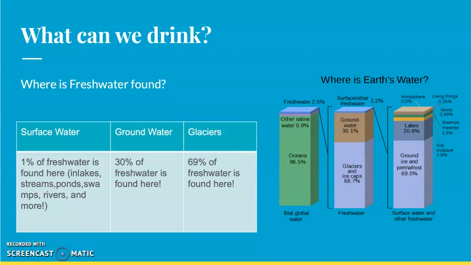Fresh water is found in surface water, which is water that's on the surface. So lakes, streams, ponds, swamps, rivers, and more. That is 1% of fresh water. Groundwater, which is water that is below the ground, makes up 30% of fresh water on Earth. The rest of the fresh water, which is 69%, can be found in glaciers.